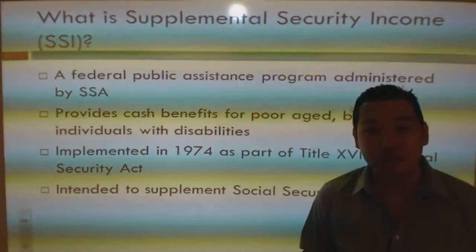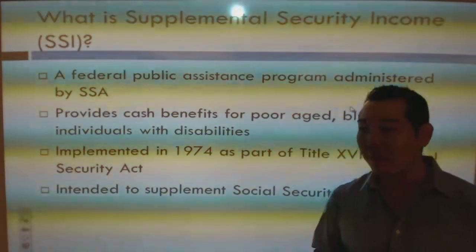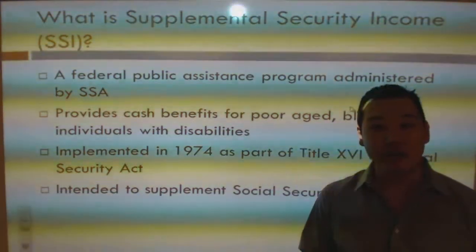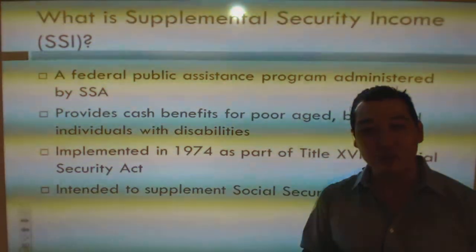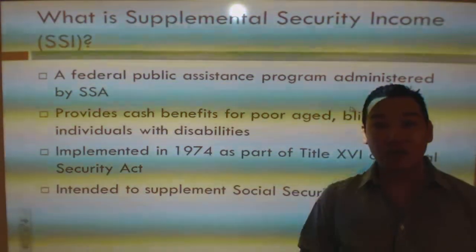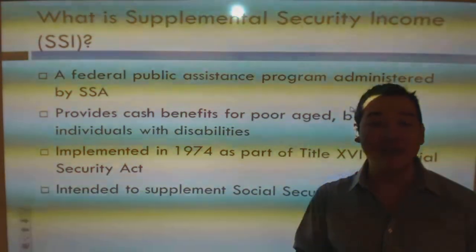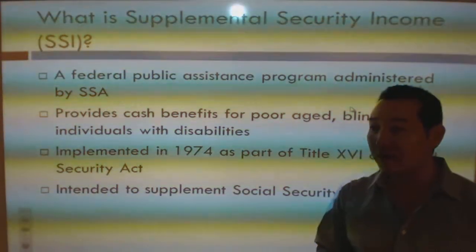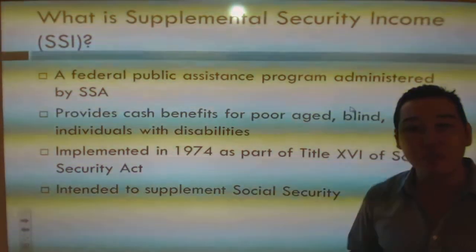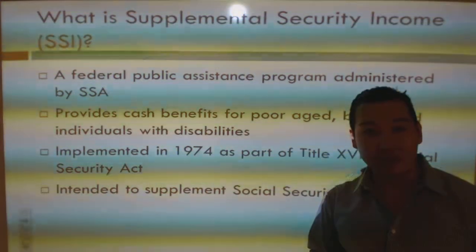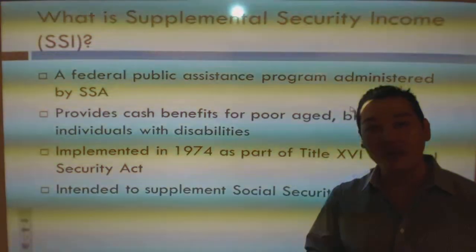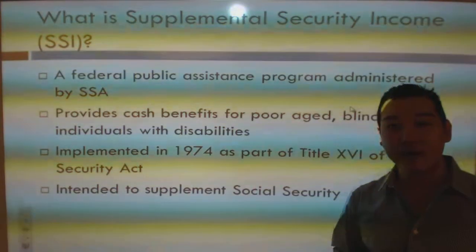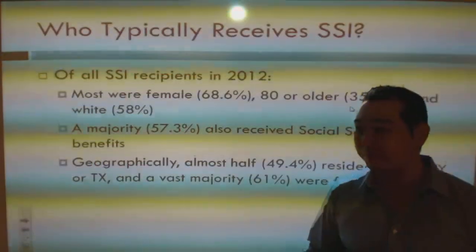SSI is a public assistance program, so all the things that we've talked about in the way of public assistance will apply here. This is a program for the aged, for the blind, and for the disabled. So there are three different categories of persons who may benefit from this program. It's been in place for a while now, though not as long as Social Security. It was first implemented during the Nixon administration in 1974. And as the title suggests, it's a supplemental program, intended to supplement the income that people are receiving under the Social Security program.